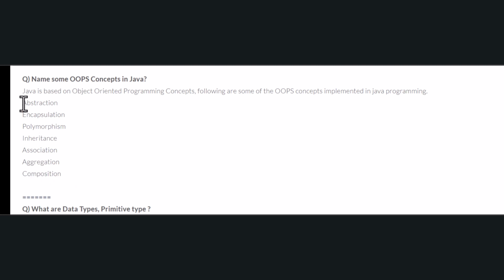Again, let's see. It is abstraction, encapsulation, polymorphism, and inheritance. These four would be the most important things. If the interviewer is looking for even more, then you can also say association, aggregation, and composition.